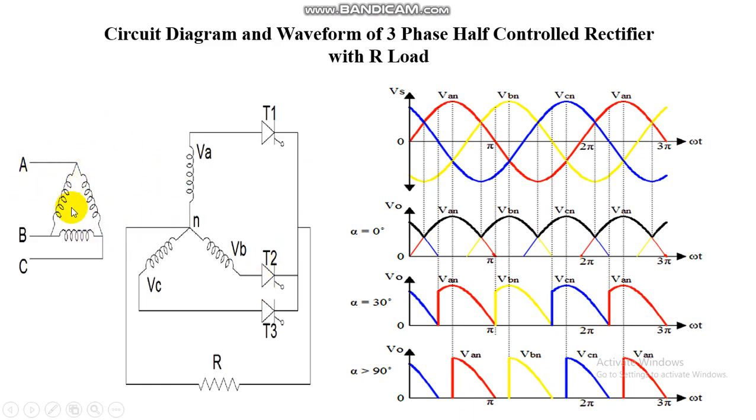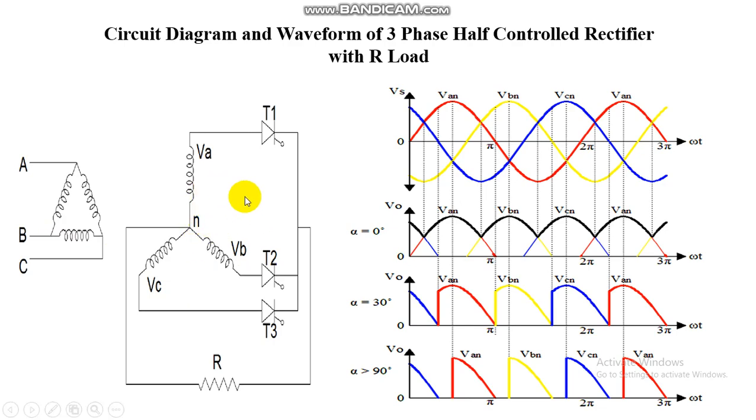This is a three-phase transformer, and we can say this is an isolation transformer. The primary winding of the three-phase transformer is connected in delta connection, and the secondary winding is connected in star manner. This is the neutral point, and this is A phase, B phase, C phase. The rating of the three-phase voltage is 440 volt, 50 Hz, three-phase AC supply.